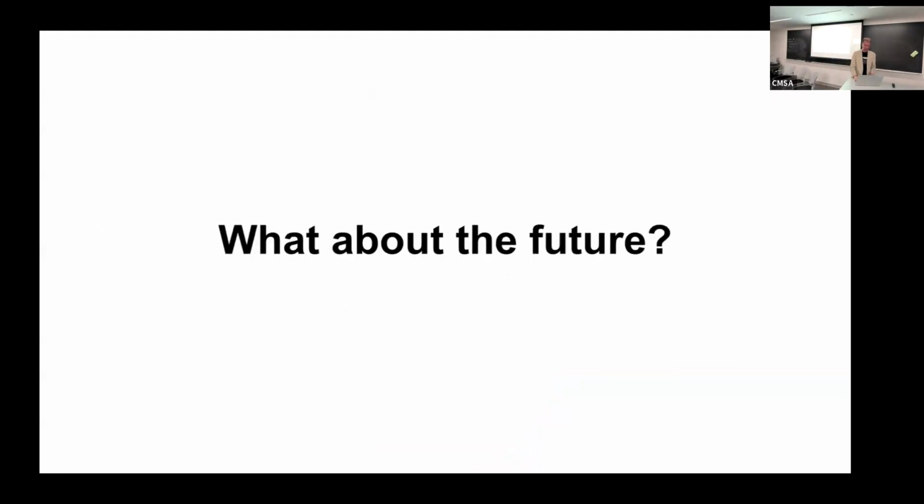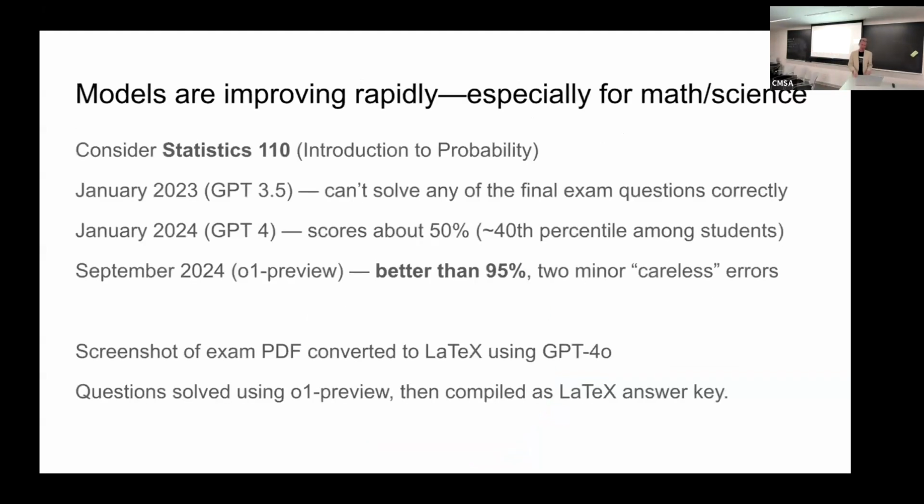Now, what about the future? So these models are improving astonishingly quickly. Stat 110, which is one of our largest courses, is Joe Blitzstein's theoretical probability course. GPT-3.5 basically could not solve any of the final exam problems. GPT-4, Joe did this, and of course, being a statistician, he did it 3 times independently and then had them graded independently by the TFs.